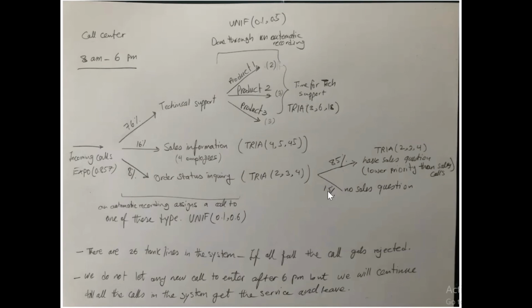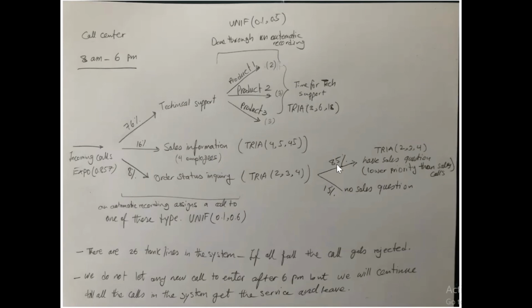So just change the percentages on these two branches. I wrongly put the percentages. Okay, 15% of them have a sales question, and 85% of them have no sales question and leave the system. For those that have a sales question, they need to go and talk to a salesperson.